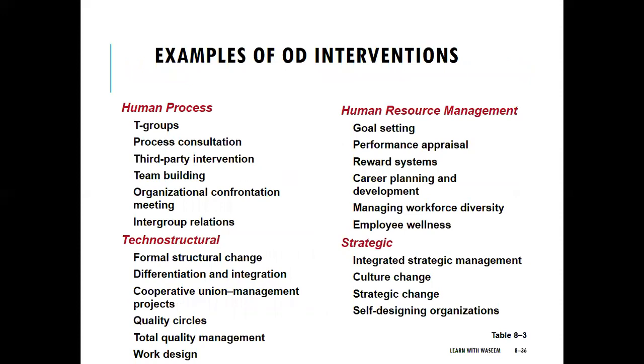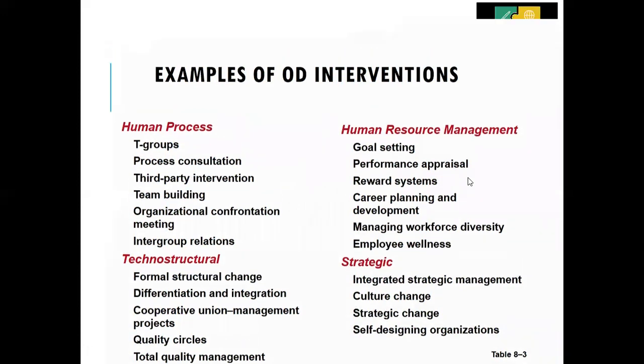So there are four basic categories of organizational development applications, as you can see on the screen. The first one is human process. Then we have the techno-structural, and the third one is human resource management. And the last one is strategic applications. So let's discuss each of these four one by one.